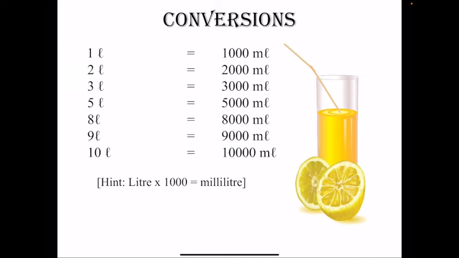So now if I ask you, what is 4 liter equal to in milliliters? Or change 4 liter into milliliter. So you all know it is very easy. You will multiply 4 liter with 1000 and you will get 4000 milliliters. Easy, children? Okay, very good. You may note them down.